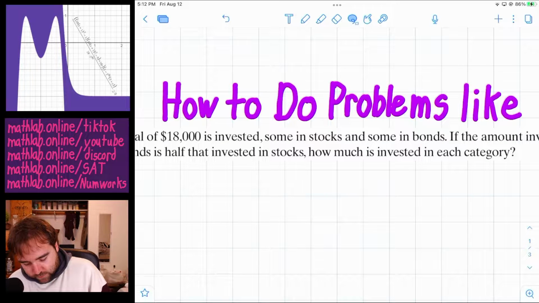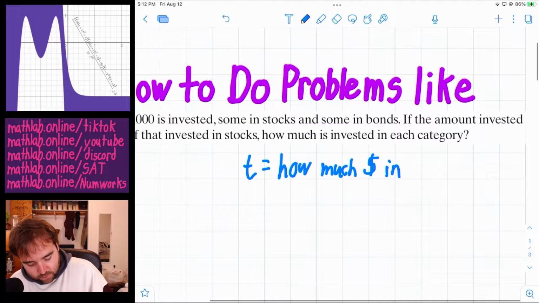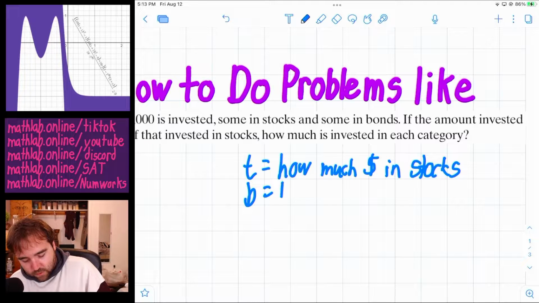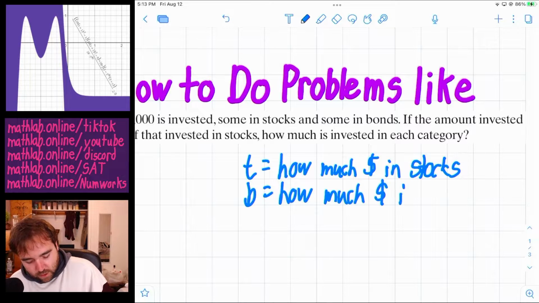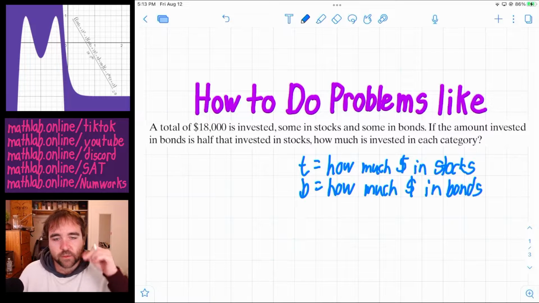We're gonna do T for how much. Let's all write it out. So what does T represent? T is how much money in stocks, and then we'll do B for how much money in bonds. So when you think about what those variables actually represent now, it's not too difficult to write equations.